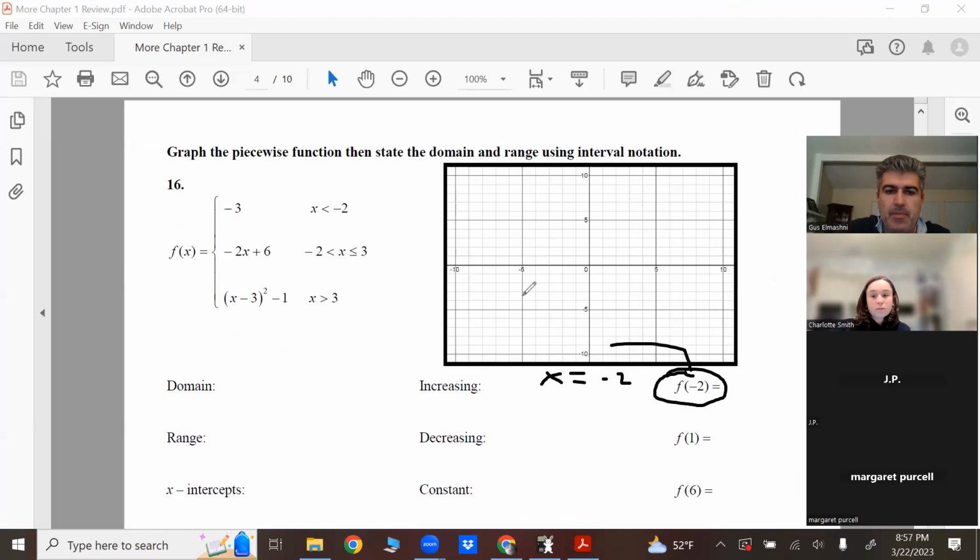Negative 2, that's a bad choice because negative 2 is not part of our domain. Let's do f of 1. So x is 1. If x is 1, which one am I going to go with, the first, second, or third?